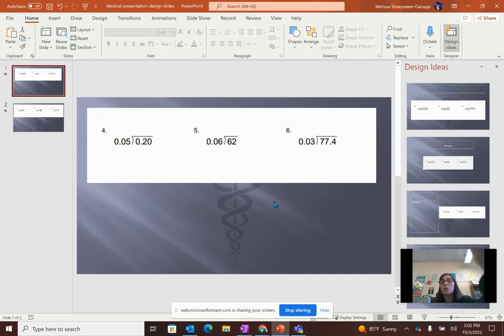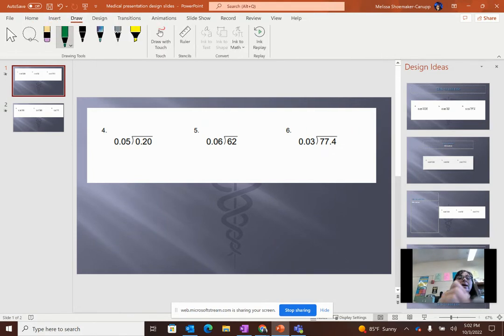Okay, so I'm going to help you guys by working 6 division problems that are on your practice worksheet. So this is the first side. I'm working number 4, 5, and 6. Let's see. First of all, we have here 5 hundredths divided by 20 hundredths.